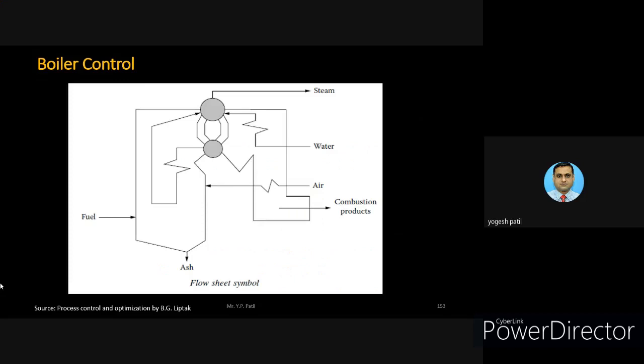So this is the diagram for the flow sheet symbol of the boiler, where you can see that the steam is the outlet, the steam is the resultant from the boiler. Here you can see, there is water that is continuously required to be fed to the boiler. That is also a very important part.